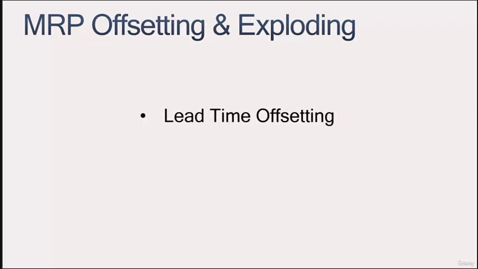The first is offsetting, which is the process of calculating when an order is to be released into work. It makes use of a subcomponent's lead time in calculating when an order should be released and completed. The second is exploding, which is the process of determining the total quantity of each bill of material item needed to make the parent item. A good example of exploding was the previous lesson when we had to calculate the total number of Gs that were needed to make item A.